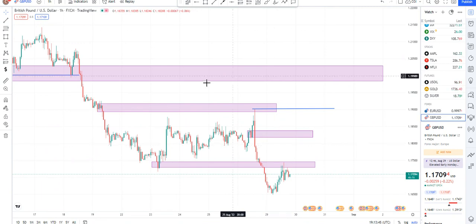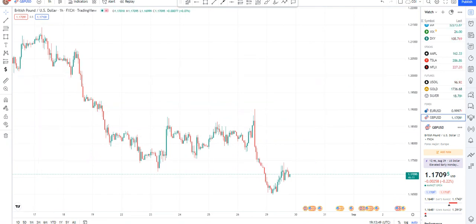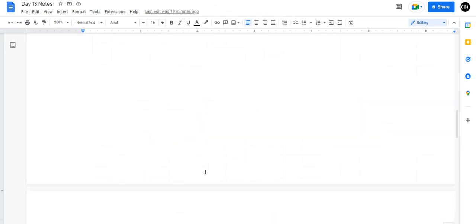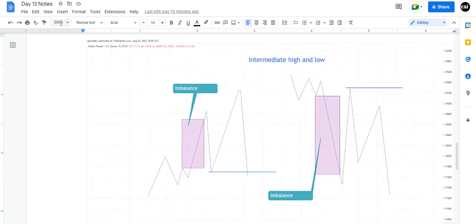Yeah. Okay, so basically, the next thing we're going to talk about is types of liquidity. We have major liquidity, internal liquidity, and external liquidity. So let's start with major liquidity.